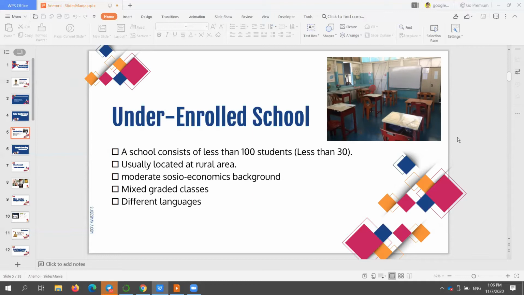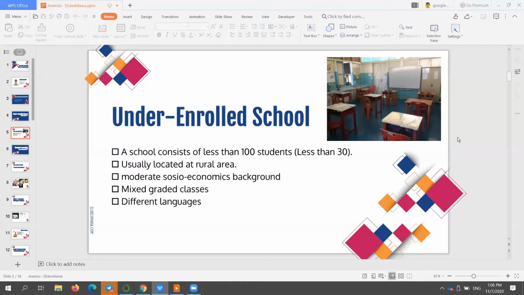In Malaysia, the primary school has six grades, from grade 1 until grade 6. But in my context of the under-enrolled school, because we have fewer than 30 students per school, we have to save human resources. So we mix up the classes together and share a few teachers.